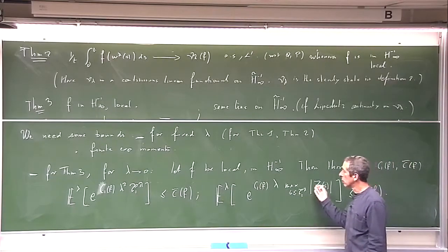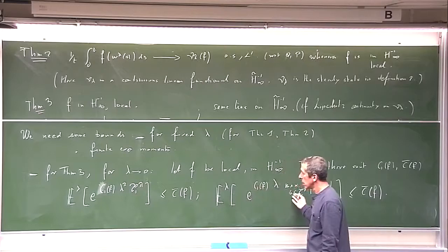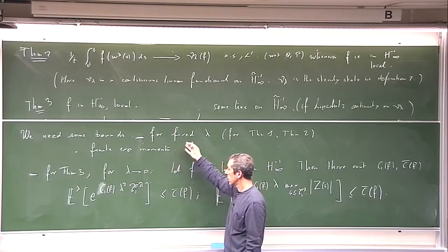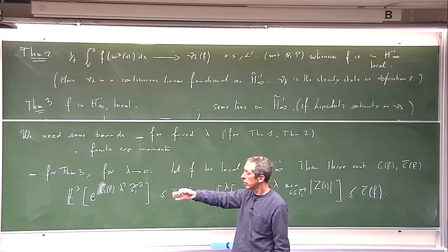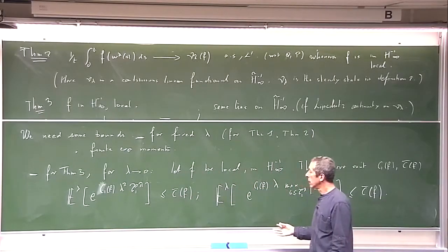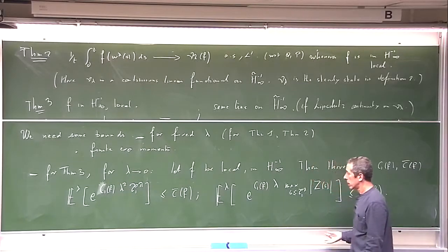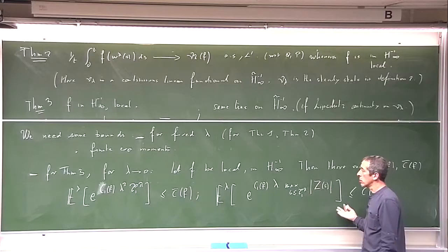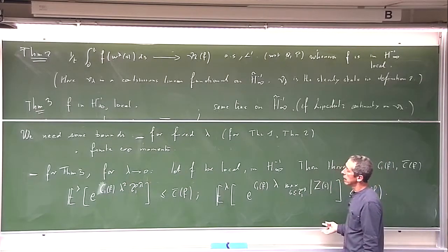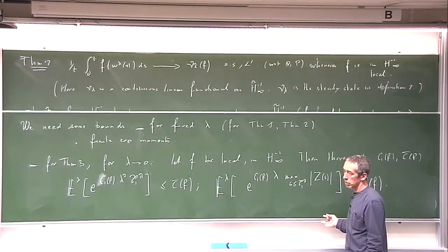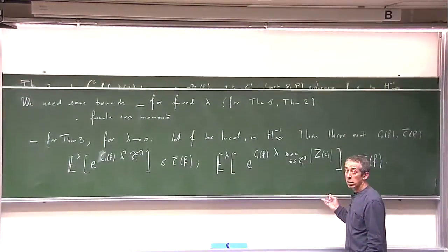Okay, so once again, you prove that for a fixed lambda, you have finite exponential moments, and then you get the law of large numbers, and then you get theorem 1, theorem 2. But then when you want to go to theorem 3, then you need some control when lambda tends to 0, and this is more than sufficient. And then, at some point in a forthcoming lecture, I will explain why this is more than sufficient. Okay?